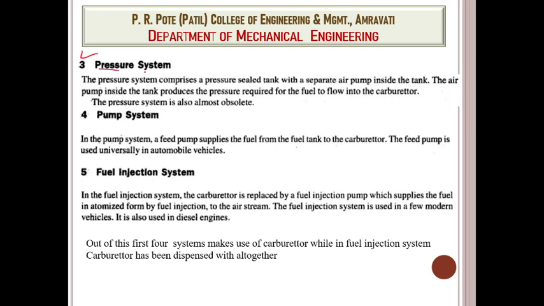Third is the pressure system. The pressure system comprises a pressure sealed tank with a separate air pump inside the tank. Suppose this is the fuel tank, and there is one air pump. The air pump inside the tank produces the pressure required for the fuel to flow into the carburetor. So from this fuel tank, with the help of this air pump, we supply the fuel to the carburetor, guys. The pressure system is also almost obsolete and not used nowadays.